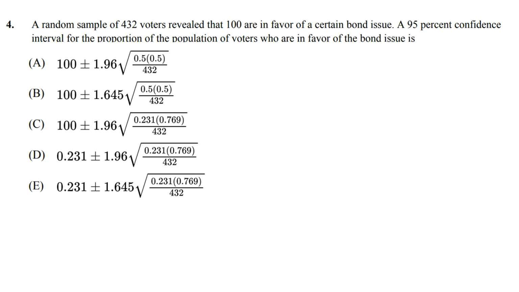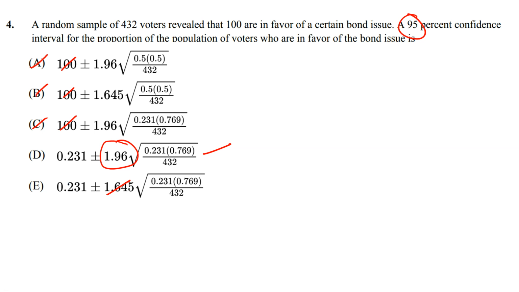Of 432 voters, 100 are in favor of a certain bond issue, 95% interval. Well, the first thing to get rid of, those three. Those are not proportions. This needs to be a proportion, not a count. So A, B, and C are out, and we are talking about a 95%, which is 1.96, and that's all that's left, because that's out. It's got to be D.